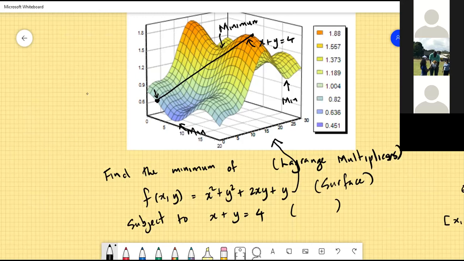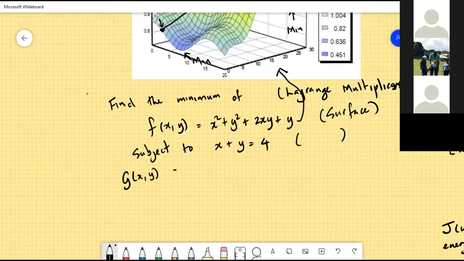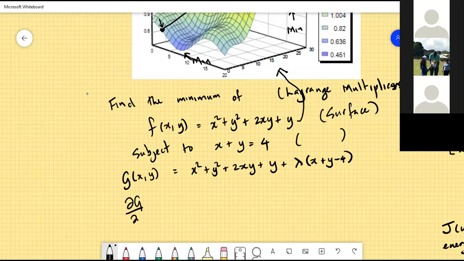If they attempted to teach you this in maths class, what they would tell you is to make up a new function, g(x,y) equals x squared plus y squared plus 2xy plus y plus lambda times (x plus y minus 4). So you make up this new function and then you differentiate with respect to x and make it equal to 0. All right, we can do that.